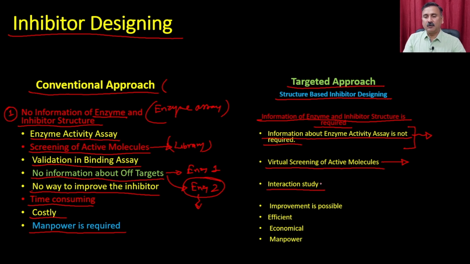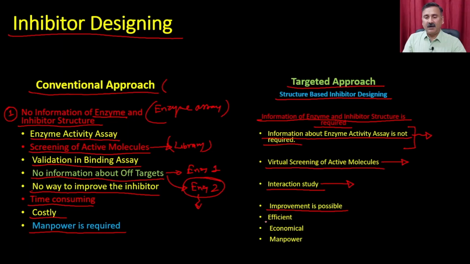You can also perform interaction studies computationally. Since you know the interactions, based on the interaction studies you can change the groups on the inhibitor, and that's how there is always a possibility that you can improve the inhibitors. It's efficient because it is computationally driven, so it's going to be very fast. It's economical because you're not going to consume costly biochemicals and other reagents, and it also doesn't require trained manpower compared to these.